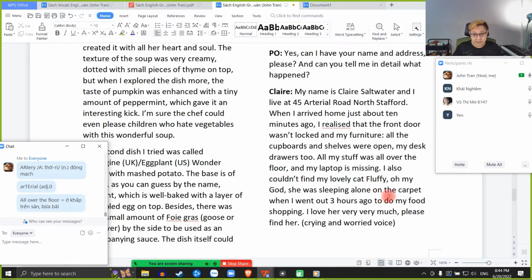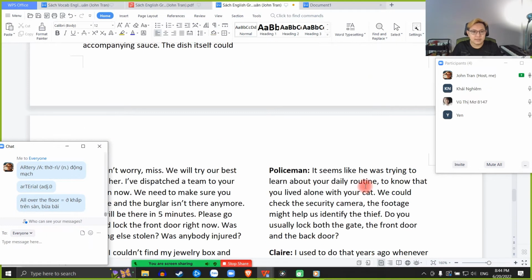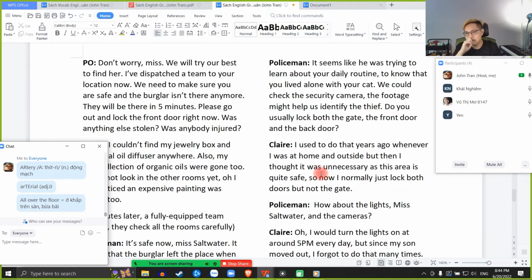She was sleeping alone on the carpet. Cô bé đã đang ngủ một mình ở trên cái thảm, when I went out 3 hours ago, khi mà tôi đi ra ngoài 3 tiếng đồng hồ trước, to do my food shopping, để mua sắm đồ ăn. I love her very very much, please find her. Tôi yêu con bé này lắm luôn, làm ơn tìm giùm tôi. Okay, now continue please, Miss Mo.